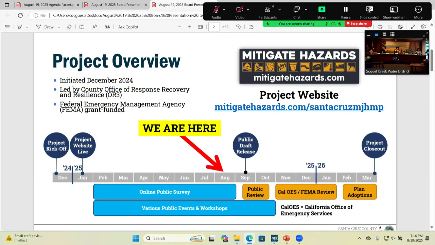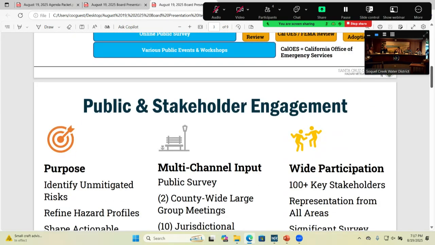So here on this slide, what you can see is where we are, and this is basically halfway through the plan development process. It's worth mentioning that this has been led by the county and their Office of Response, Recovery, and Resilience. The planning effort to date and throughout is funded through a Federal Emergency Management Agency grant that was received by the county. Participation for the districts is with staff time only. Where we're at to date has really been focused heavily on public engagement and surveying.